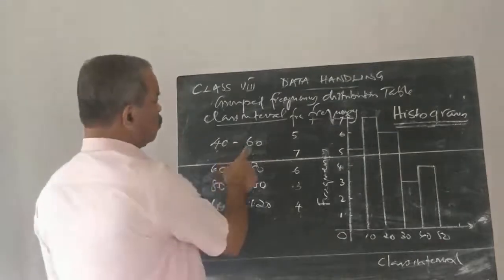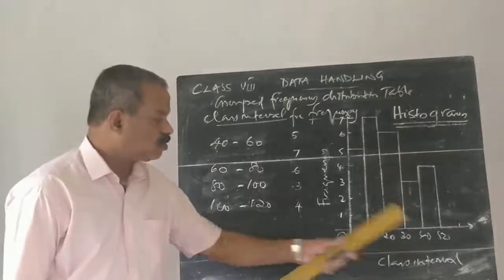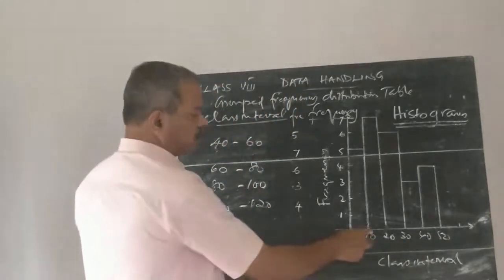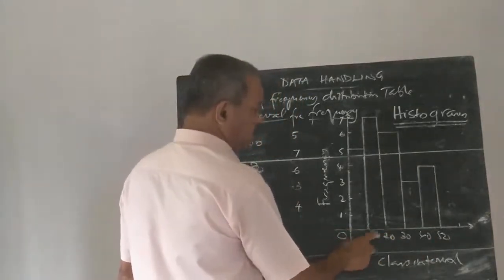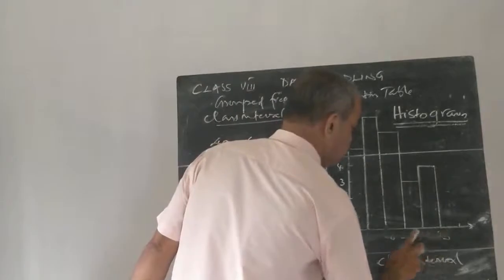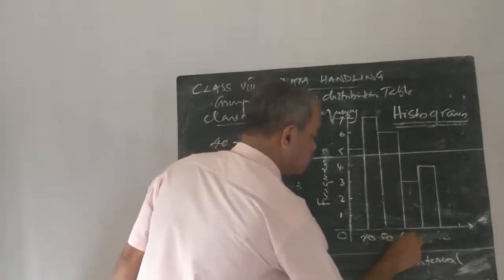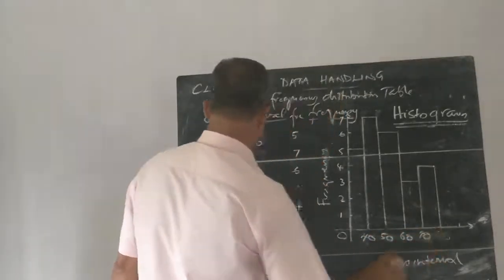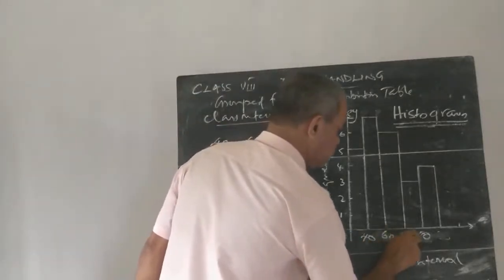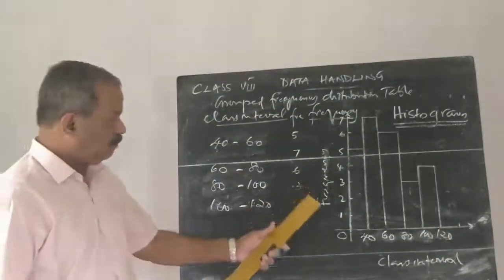Then suppose we want to draw the graph of this. Then on the horizontal line, what do we mark? Not from 10 to 40. If we mark 10 first, 10, 20, 30, we leave all this. Instead we can start with 40 itself: 40, 60, 80, 100, 120, like this.